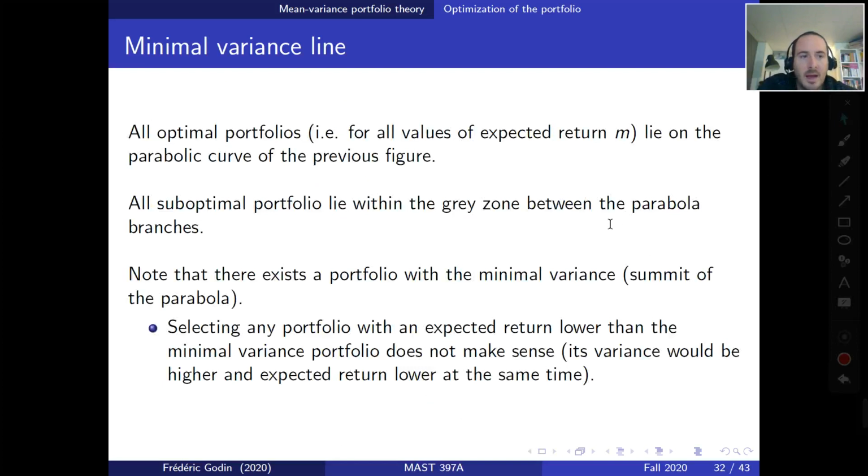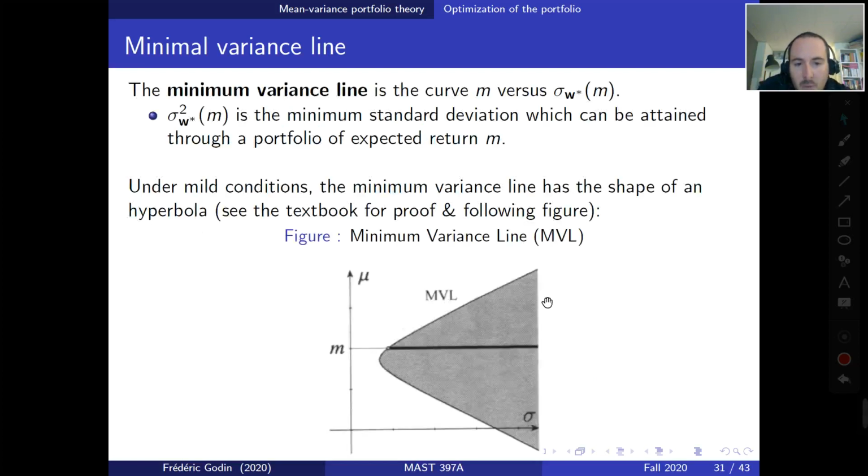Now, one quick note here is that there are two branches to the hyperbola. There's the upper branch and the downward or lower branch. But in practice, the lower branch is not useful at all. Why is that the case? These are all optimal portfolios in the sense that for a given value of M, this gives the smallest variance. But it's never intelligent to select a portfolio on this branch here. Why is that the case?